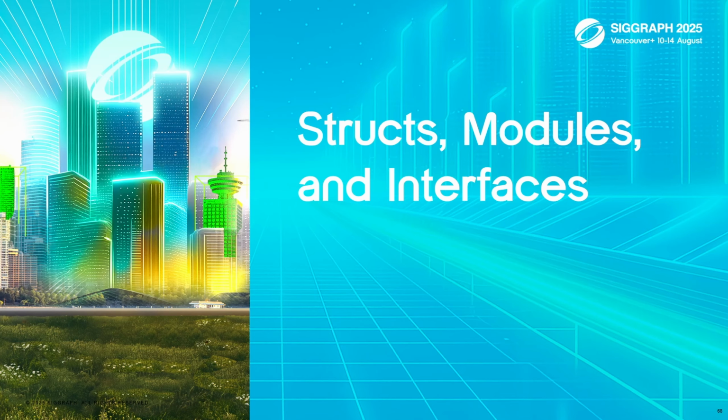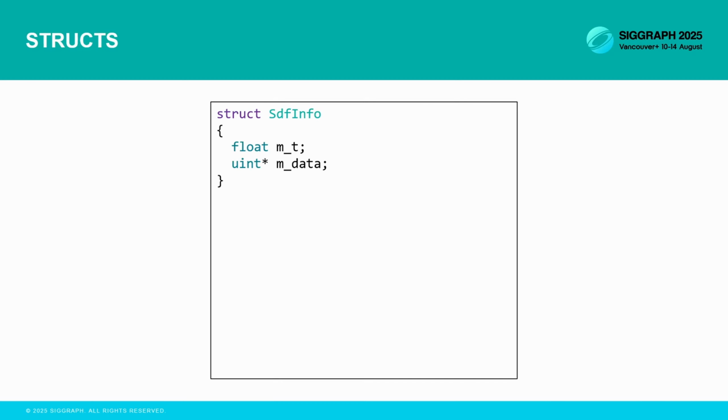Now let's talk about some of Slang's advanced language features, which make writing everyday code easier. Structs are all about organizing variables. For most of my examples, I'll use a struct that looks like this. It contains a float, and a pointer to some unsigned integer data in memory. The first thing you might notice is there's no semicolon after the struct. This is purely a convenience feature. You don't have to have them in Slang.